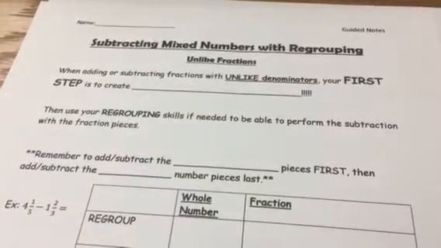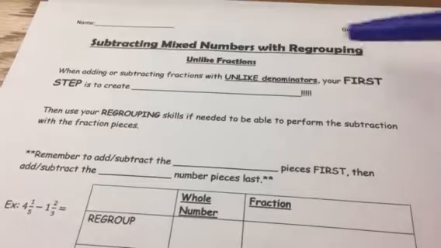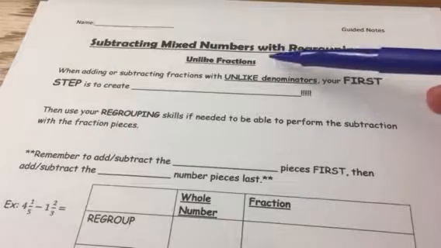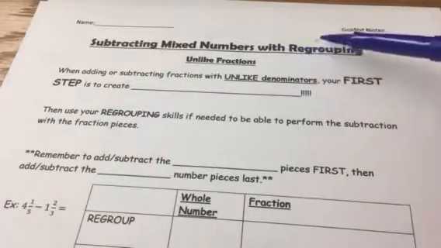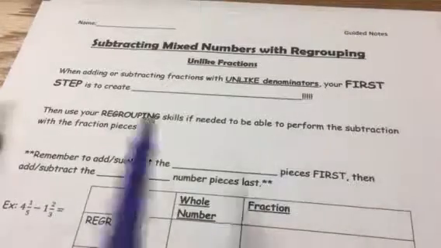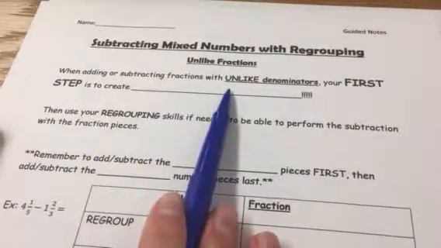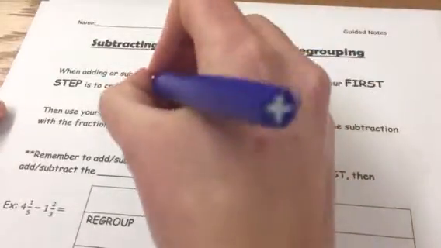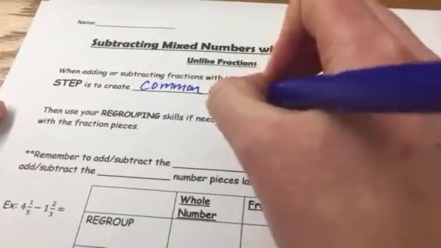Hey fifth graders, we're going to go ahead and take this one step further, subtracting mixed numbers with regrouping when we have unlike fractions. Now this is really only going to add one more step, and the additional step to our regrouping is that we will need to create common denominators first, because remember, when adding or subtracting fractions with unlike denominators, your first step is to create common denominators.